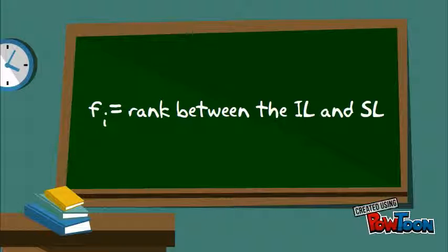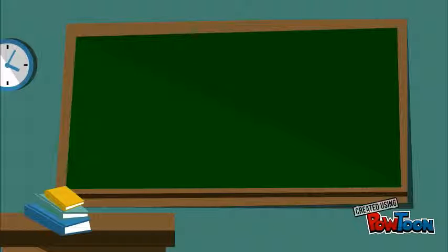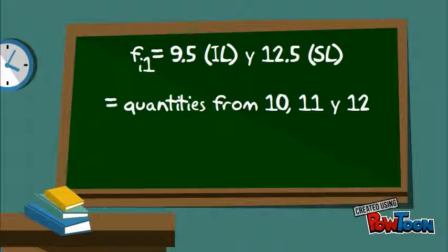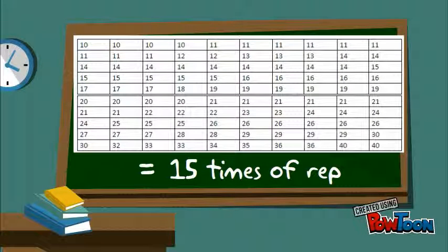To find the data for the absolute frequency, we'll take the inferior and superior limits as a range to find the amount of numbers in our original data for those digits. For example, in the first category, the inferior limit equals 9.5 and the superior limit 12.5. To find the absolute frequency, we'll take the number of data between those digits, being in this case 10, 11, and 12, giving us 15 repetitions when comparing with the table.